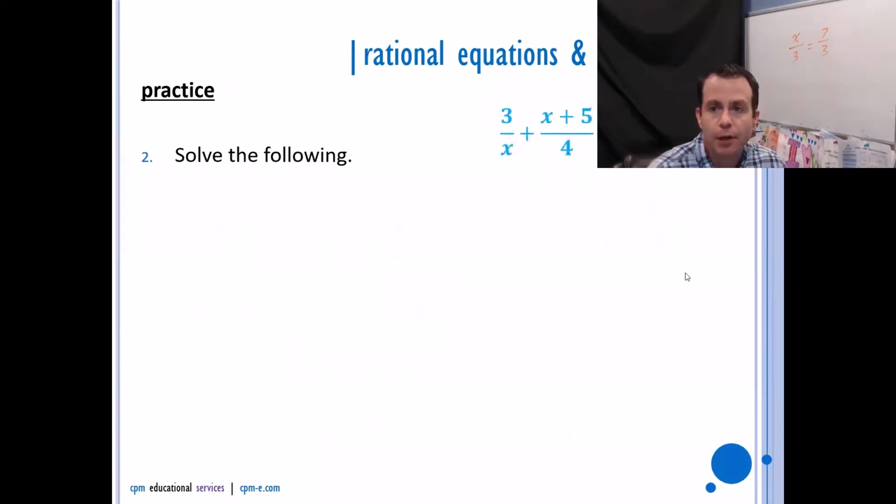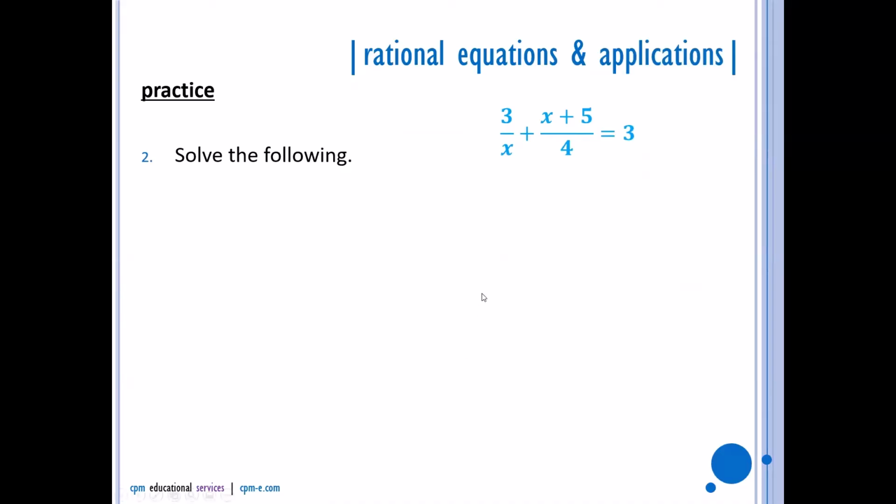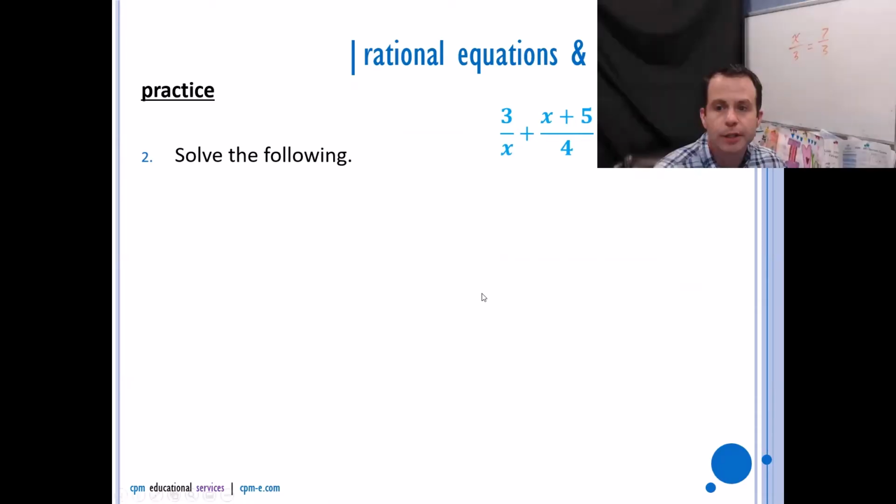Okay, let's try this guy. Solve the following. 3 over x plus 5 over 4 equals 3. You have that in your book. You probably don't see that because I'm in the way right now. So there is the question I'm talking about. Okay, and first thing I want to do is talk about my NPV. So I know that x can't equal 0.